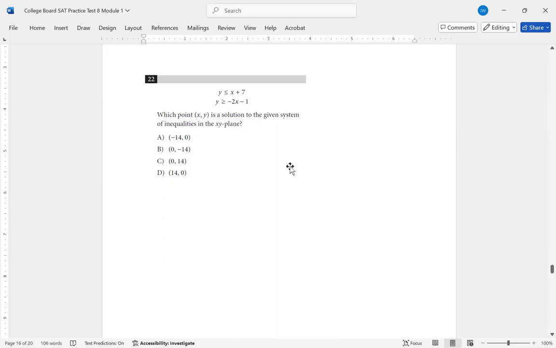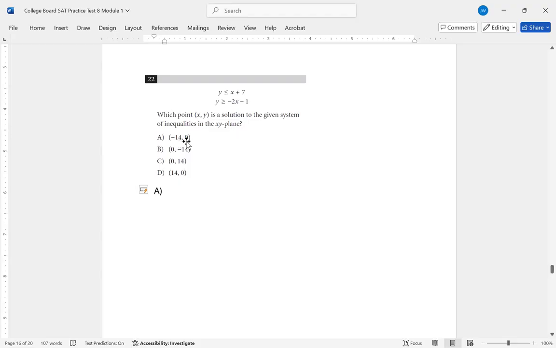Question 22. Which point (x, y) is a solution to the given system of inequalities in the xy-plane? Now, we're just going to plug in these points and check them in the first and second inequality. Let's start with A.